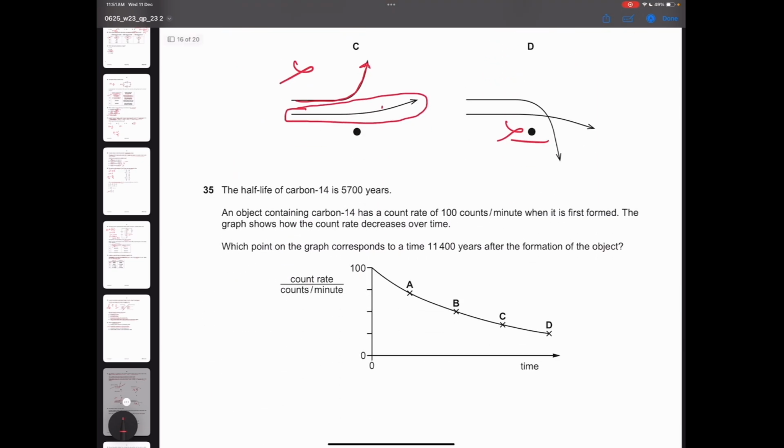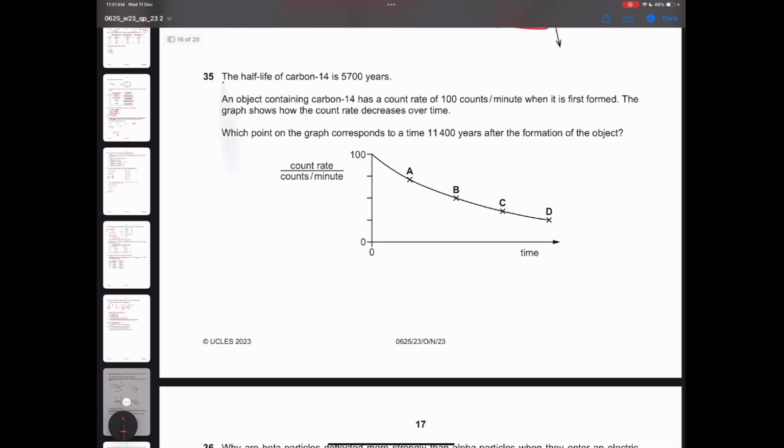Now, question number 35. The half-life of carbon is 5700 years. So if there was X amount, it will take 5700 years to become X by 2. An object containing carbon-14 has a certain count rate when it is first formed. The graph shows how the count rate decreases over time. Which point on the graph corresponds to 11,400 years? So it's the second half-life. First half-life, 5700 years; second half-life, 11,400.